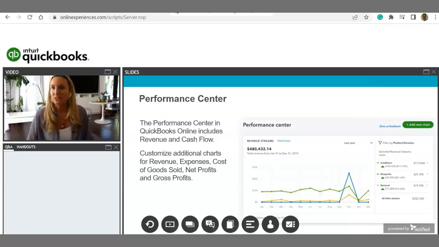We advisors use tools. Of course we do. We can't do it all in our head. We use tools to help us analyze the financial information that's coming from our clients. QuickBooks Online is certainly one of those tools. It has its performance center. Here's a screenshot of that, which includes some pre-built charts. We've got revenue charts and cash flow charts, and you can further customize and add additional charts. There are expense charts, cost of goods sold, gross profit, net profit.